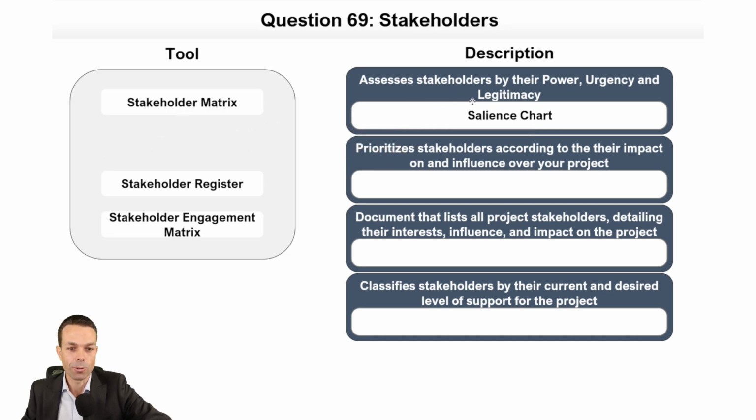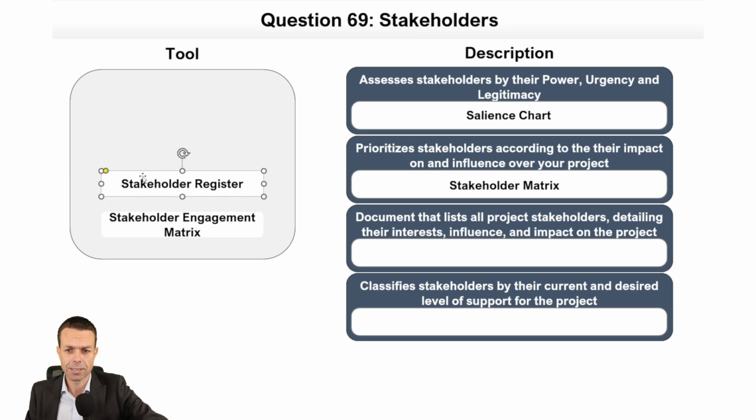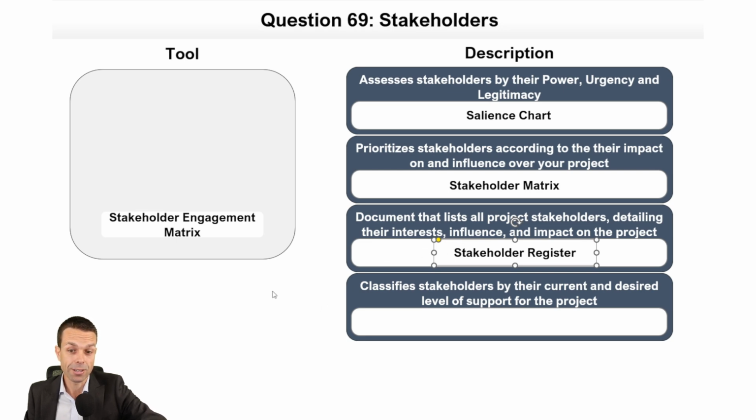Similar to a stakeholder matrix, but we have 3 things, and maybe it's a 3D or a cube version of the analysis as well, because there are 3 parts, not just 2. So prioritizing the stakeholders according to their impact and their influence, that is our normal stakeholder matrix. Now, what's a document that lists all of our project stakeholders, detailing their interests, influence, and the impact on the project? That's going to be our normal stakeholder register. And classifying stakeholders by their current and desired level of support is our stakeholder engagement matrix.